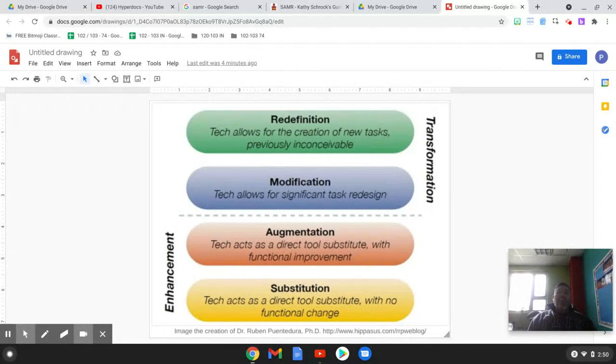I still have that. Modification. Tech allows for significant task redesign. So I want them to research this town that we live in. How can I use technology to modify that research project? Well, now, instead of writing a paper, let's make a PowerPoint with hyperlinks to different places that have historical significance with it. So, for instance, they have the Brooklyn Bridge. Maybe in our PowerPoint, we could find a working camera that's showing the Verrazano Narrows Bridge or the Golden Gate Bridge. All right, now we're modifying.